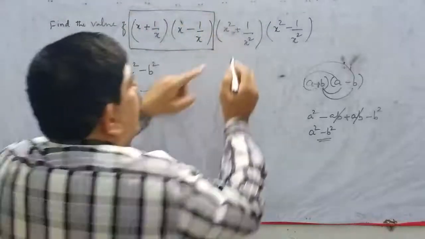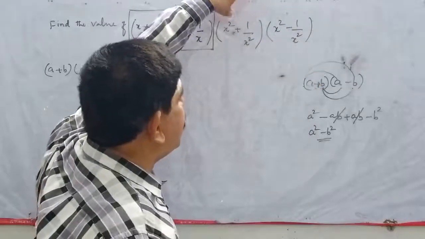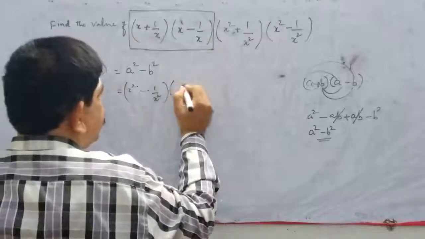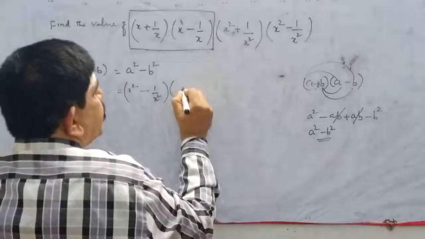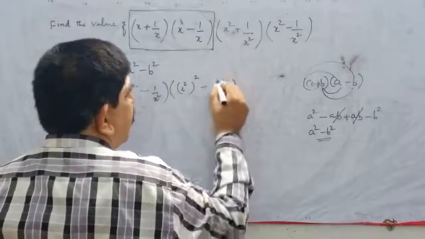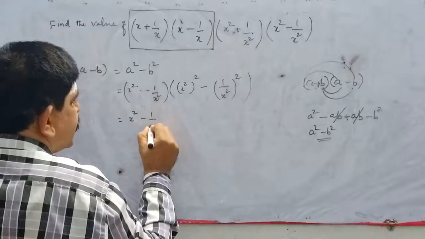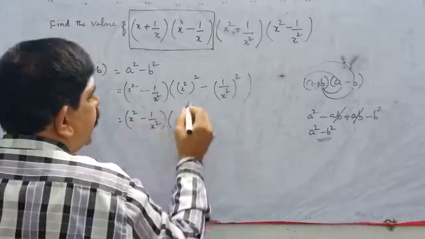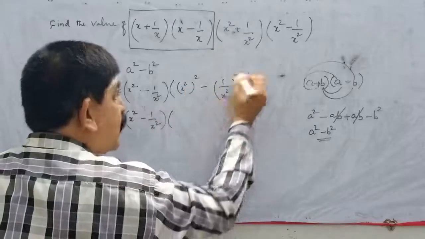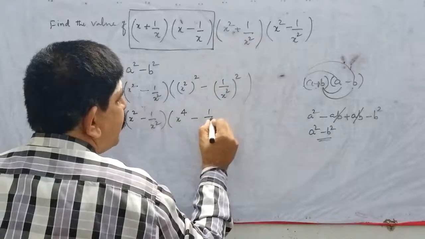Next two terms, x square plus 1 by x square into x square minus 1 by x square, is in the form of a plus b into a minus b, that is a square minus b square. So it is x square whole square minus 1 by x square whole square, that is x to the power of 4 minus 1 by x to the power of 4.